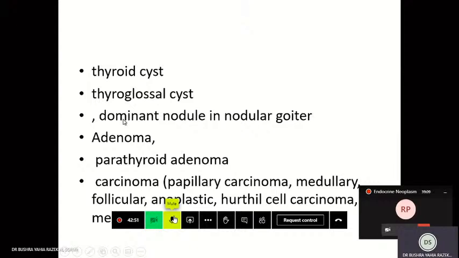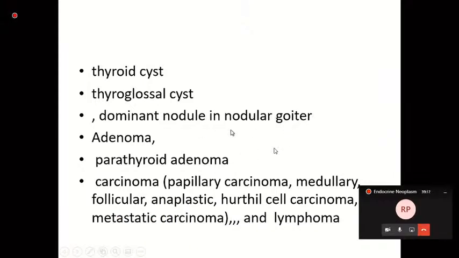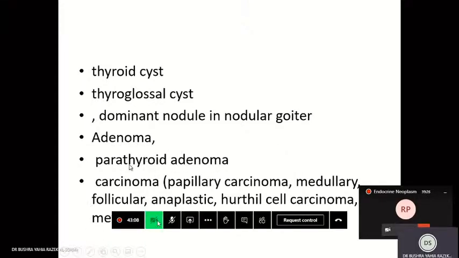Okay. Second is the dominant nodule in goiter. Usually, goiter has diffuse nodules, diffuse nodular, but sometimes there is a dominant nodule. Okay, adenoma also, parathyroid adenoma. See, sometimes the parathyroid becomes bigger, so it feels like a nodule in the thyroid. Carcinoma. Yeah. But if it becomes bigger, it feels like a nodule in the thyroid. Okay.